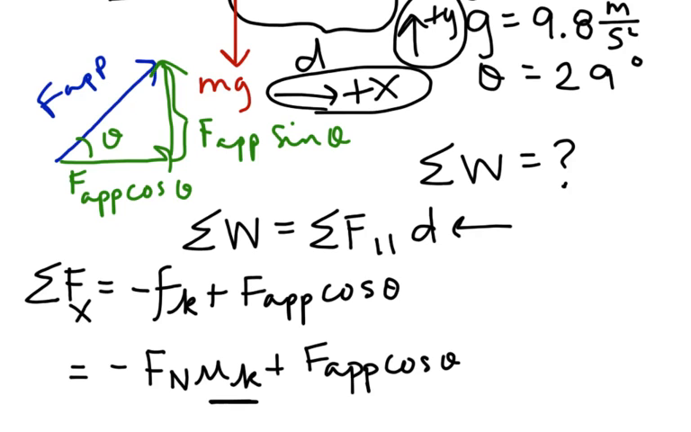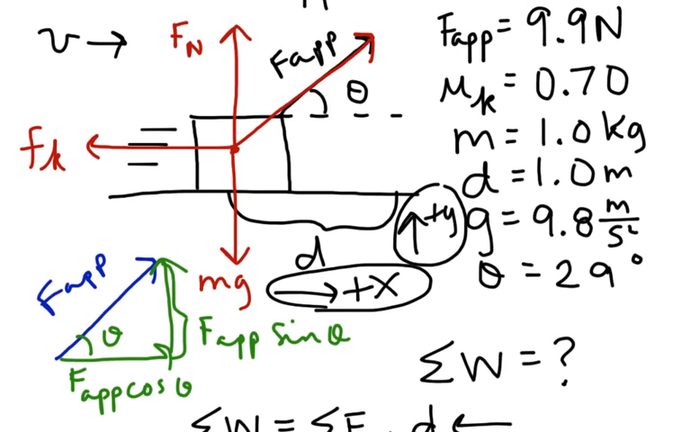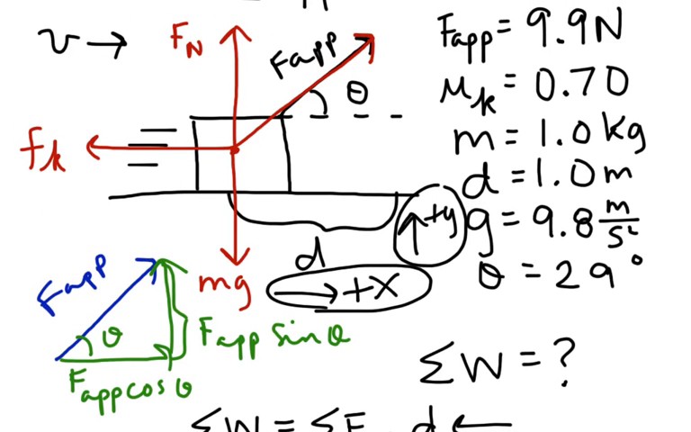So what we're going to have to do is also sum up the forces in the y direction to find out what that normal force is. Going back to the original diagram, let's figure out the forces in the y direction. We have a normal force, a weight, and a vertical component of the applied force, which is the applied force sine theta. We're going to combine all three of those to ultimately find the normal force. So let's go ahead and do that.